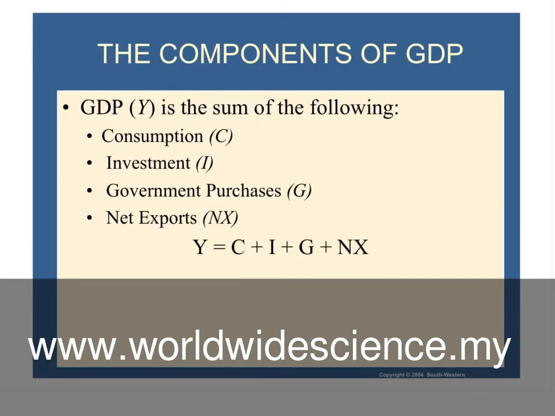So GDP, which we represent with Y, is the sum of the following: consumption plus investment plus government purchases plus net exports equals our GDP. So GDP equals consumption, investment, government expenses, net export, sorry. So this is how we calculate our GDP. So Y equals consumption plus investment plus government purchases plus net exports.